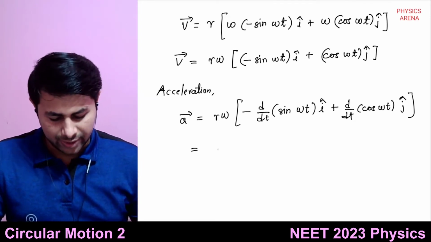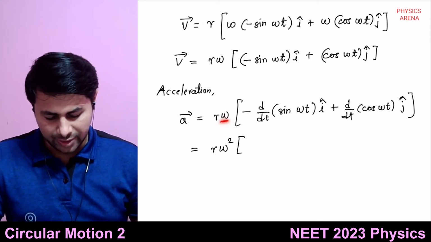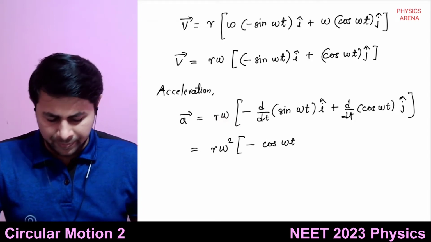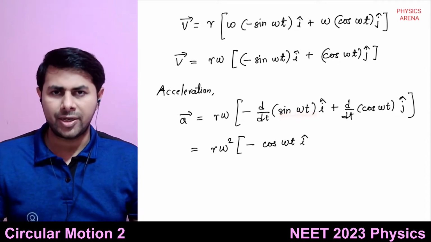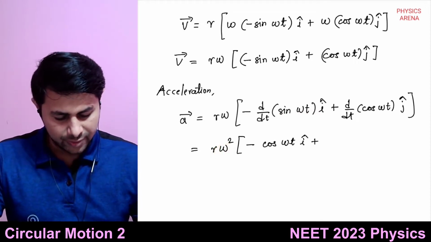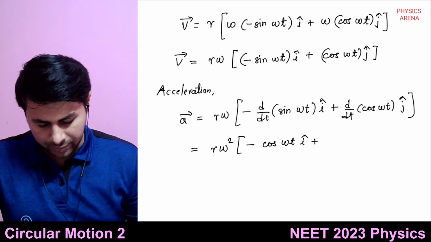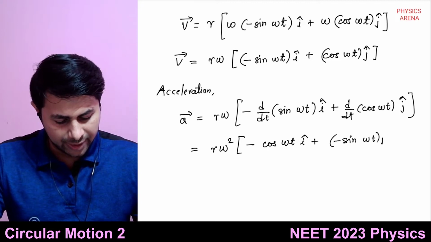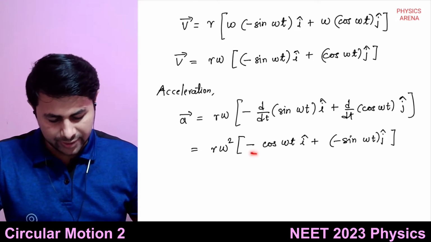I can take it out. I will write it like this. It is r omega square, that omega multiplied by this omega, multiplied with minus cos of omega t multiplied with I cap. Okay, derivative of this is cos of omega t multiplied with omega. That omega I have taken out. Okay, plus derivative of this thing is minus sine omega t. Okay, so it is minus sine omega t multiplied by j cap.